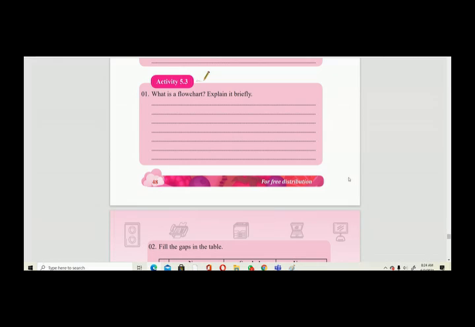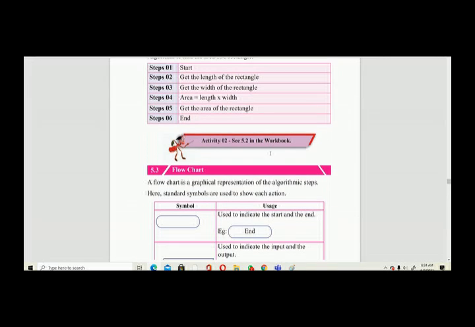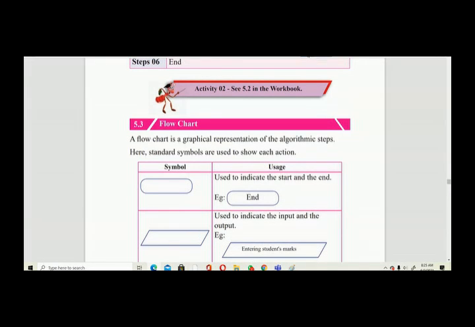Okay. Quickly, take out your workbooks and turn to page number 48. Look at the first question, activity 5.3. The first question is, what is a flow chart? Explain briefly. Now you know what a flow chart is, we discussed it here. So write it quickly.